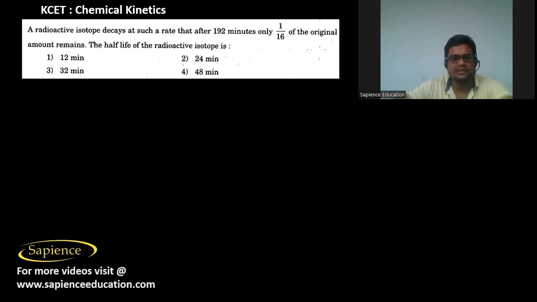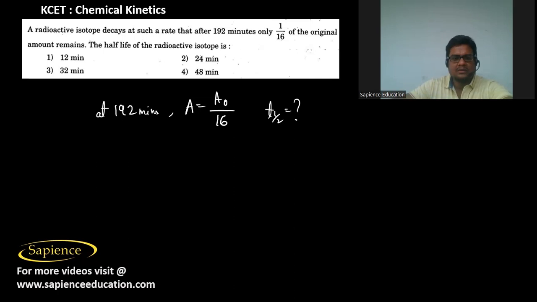Then it is told that a radioactive isotope decays at such a rate that after 192 minutes, only 1 by 16 of the original amount remains. The half-life of the radioactive isotope is. So here, at 192 minutes, 1 by 16 of the original amount remains. It means that A will be equal to A naught by 16. The half-life of the radioactive isotope, T half, is being asked.